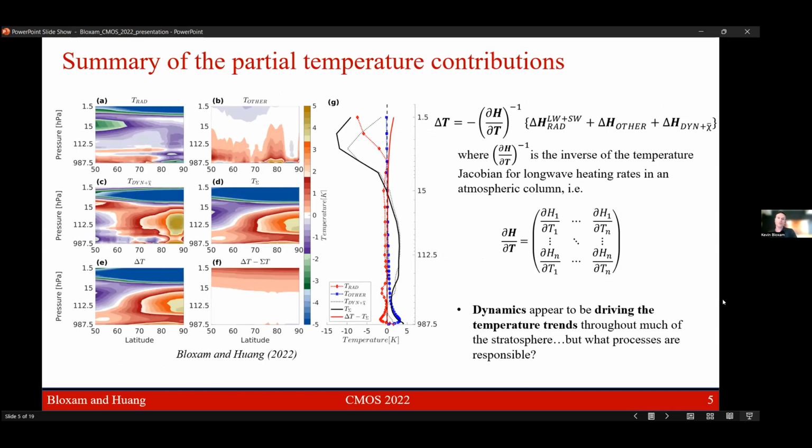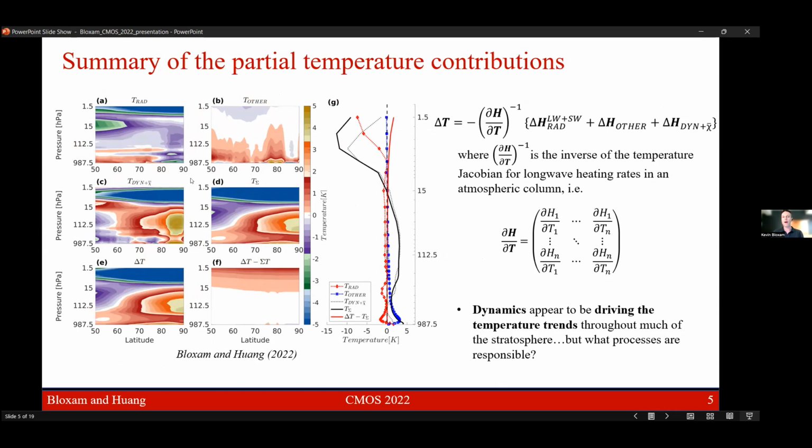So this is a summary of the partial temperature contributions, which are broken up into radiation, non-radiative parameterized physics, dynamics, and the summation of those three. Panel E is the observed temperature trend according to the ERA5 reanalysis, and then the difference between the two.